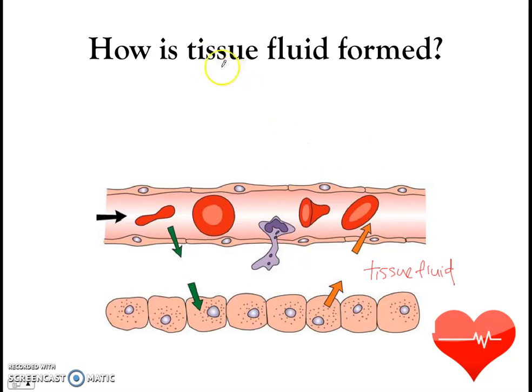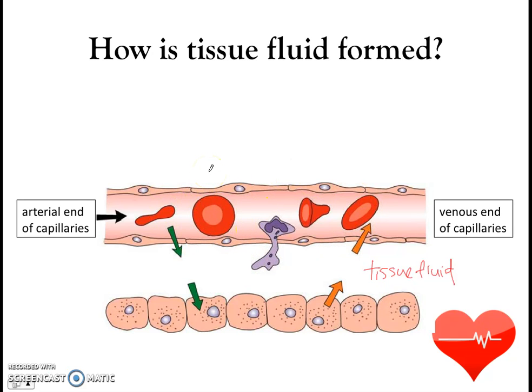So in this final video, we're going to talk about how that tissue fluid is formed. Where does it come from? How does it appear? Well, to understand that, I need to introduce some terms. This is our capillary. Now, our capillary has two ends. There's one end of the capillary that is nearer the arteries. Remember, the arteries will branch out into arterioles and then into capillaries. So that end of the capillaries is called the arterial end of capillaries. The other end, which is closer to the veins, we call the venous end of the capillaries.